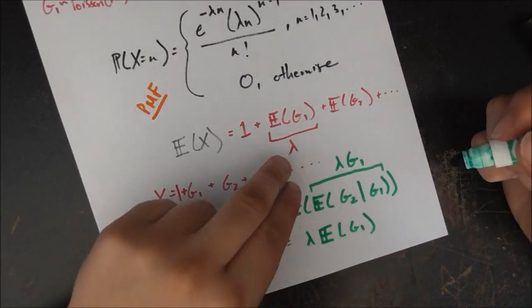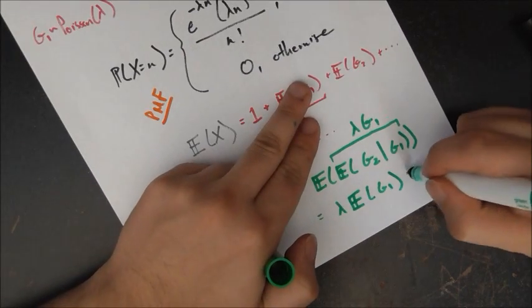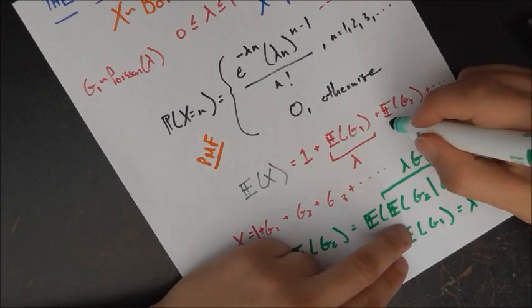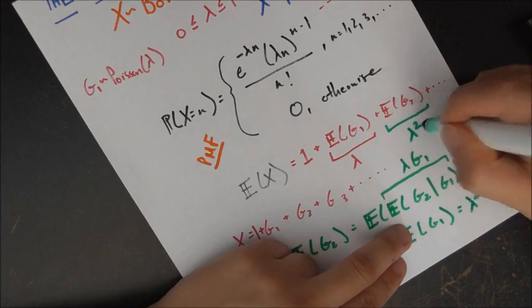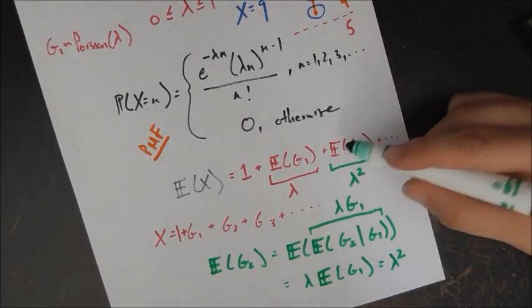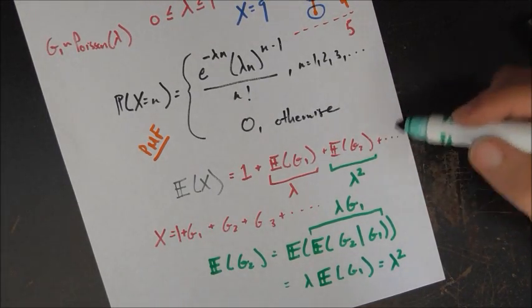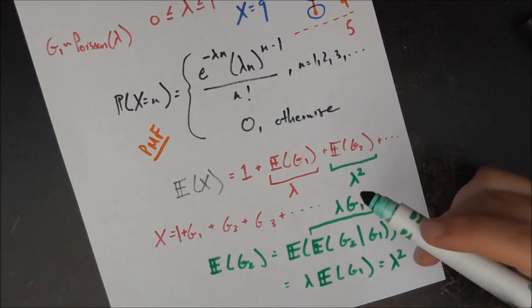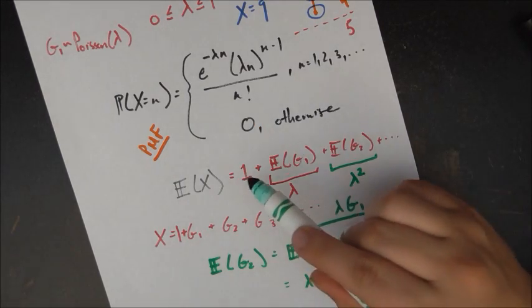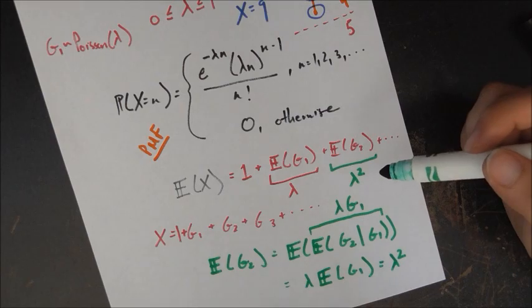And that we know, right? We just said that was lambda. So it's lambda times lambda, lambda squared. So this comes out as lambda squared. Similarly, if we just go on, the expected value of g3 is lambda cubed, and go on like that till infinity. So what we have is a nice geometric series. We have 1 plus lambda plus lambda squared, and so on.